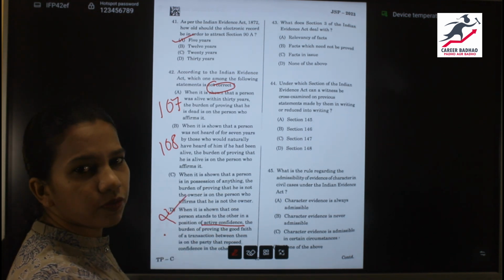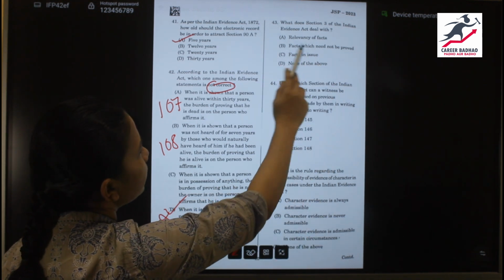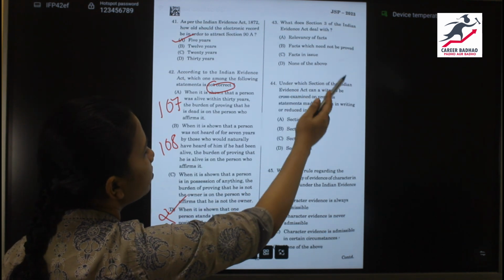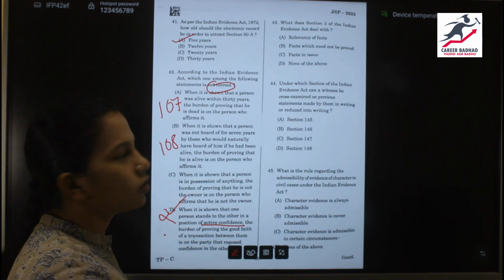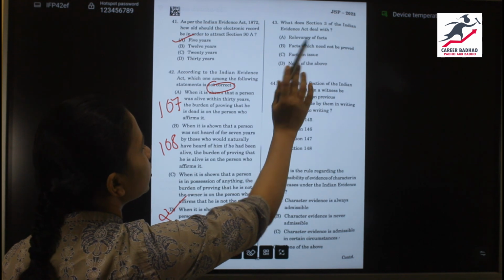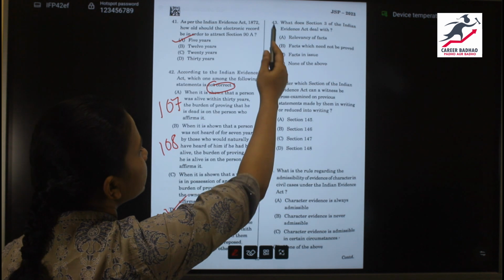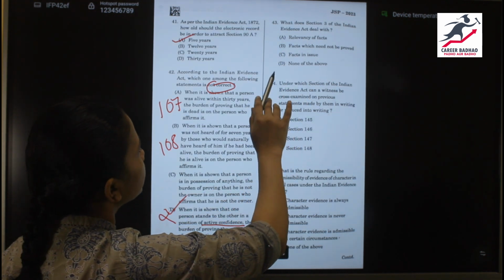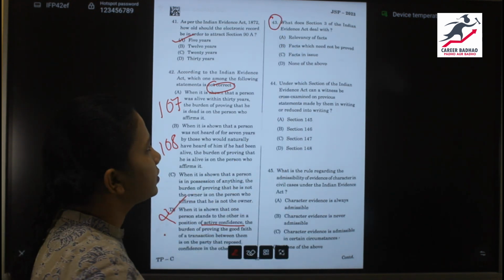Let's move to question number 43. What does section 3 of the Indian Evidence Act deal with? Relevancy of facts, facts which need not be proved, facts in issue, or none of the above. We all know that section 3 of Indian Evidence Act deals with the interpretation clause. So it deals with facts in issue, facts which need not be proved, and relevancy of facts. So here I think that there is a defect in the question because section 3 deals with the interpretation clause. So I think grace marks will be awarded in this question.